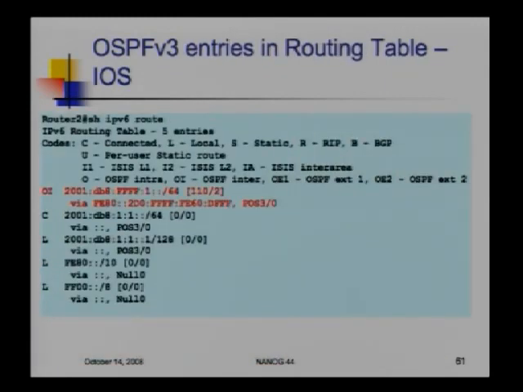Looking at the v6 routing table, OSPFv3 again is just indicated by the O entry on the left there. And as I mentioned before, look at the next hop addresses, the link local addresses. They're no longer a real routable address anymore.